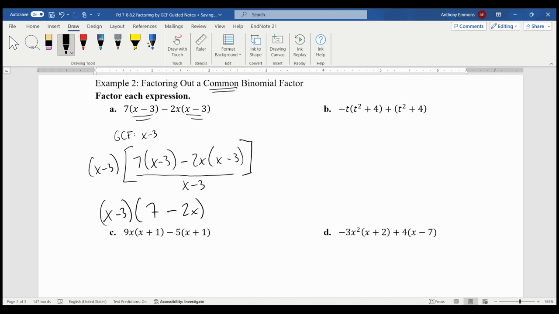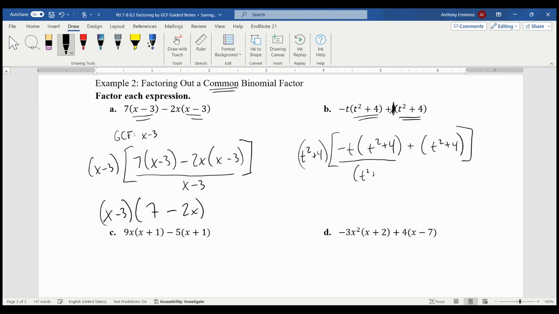All right, I'll do B really quickly just to show you that it is important to understand that there is a 1 in front here. I can explain it a different way as well, but essentially we're going to, like I said, take the common binomial. We'll take the entire expression. All right, we want to both multiply by that t squared plus 4 and divide by that t squared plus 4.